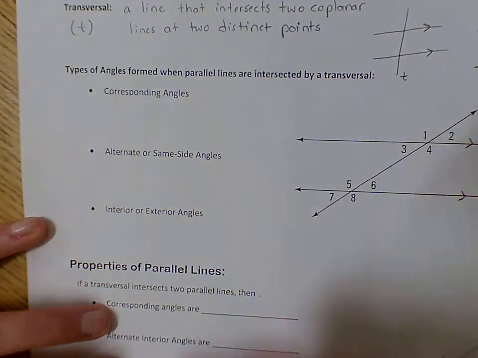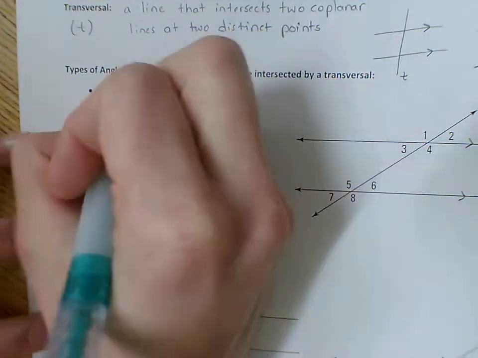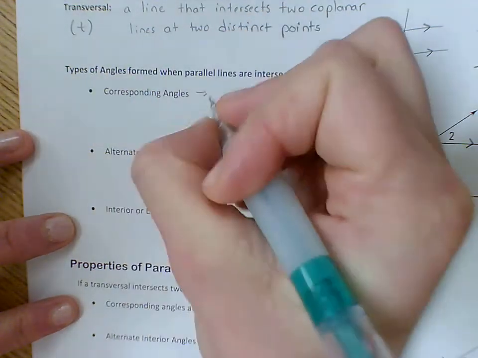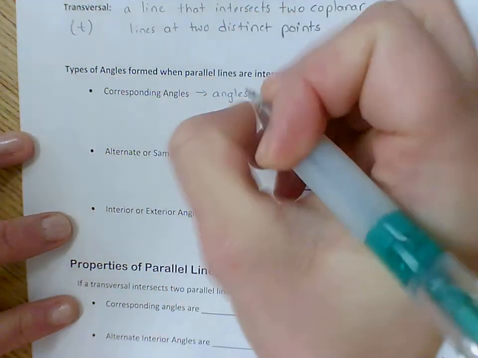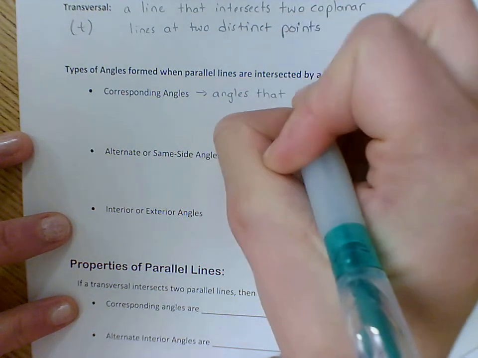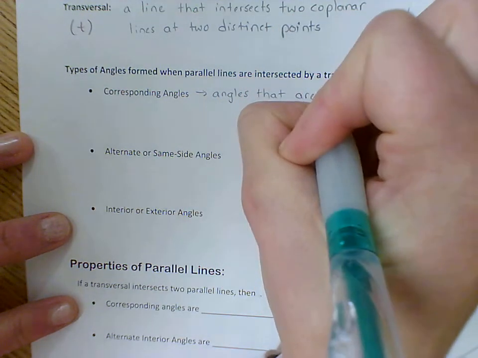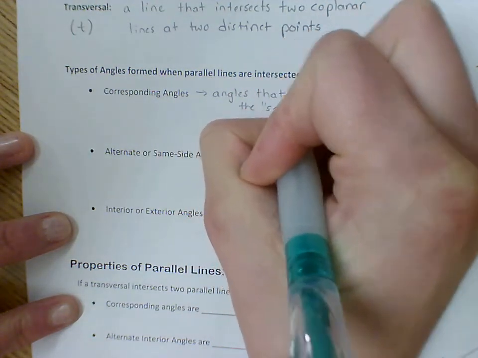So these are the angles that are in the same spot, or sometimes you could call them your matching angles. Your corresponding angles are the angles that are in the same spot, and you'll see what I mean in a second.